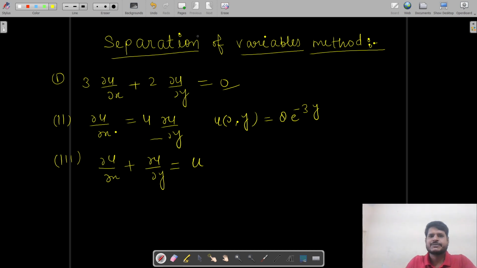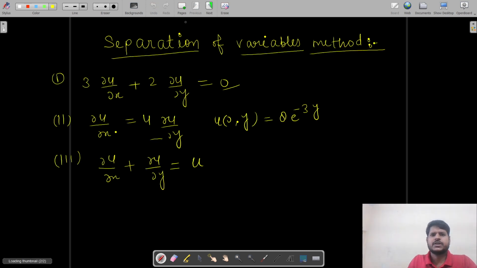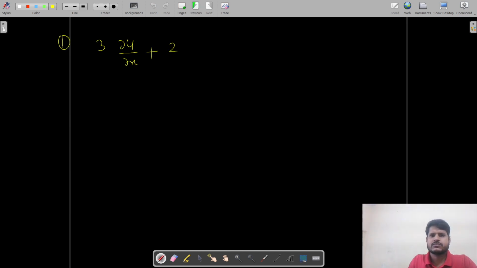Now I will explain this concept by taking these three examples, and those examples are very important. Now let's see the first example that we have, that is 3 times ∂u/∂x plus 2 ∂u/∂y equal to 0. This is the problem we have.